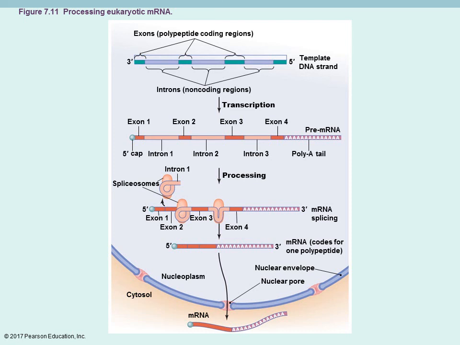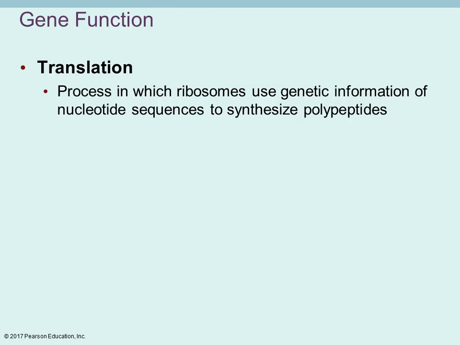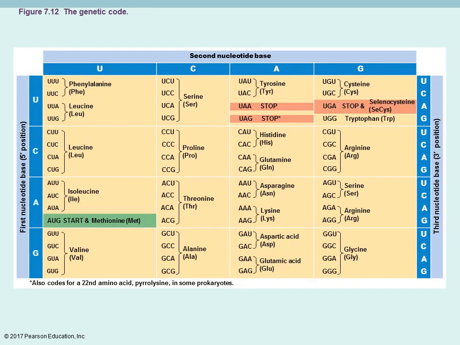So once you put the cap and tail on and you've spliced out those introns, now the mRNA is going to move out into the cytoplasm, which is where translation occurs for eukaryotic cells. With translation, this is the process where you're going to now use that RNA as a template to make your proteins. And this is going to occur on the ribosomes.